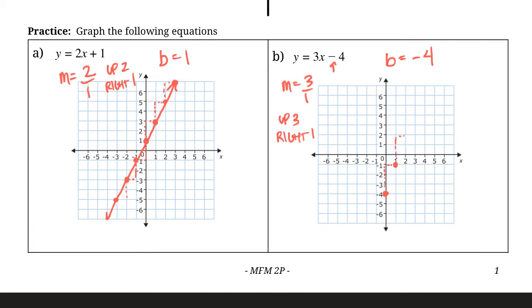Up 3, right 1. Up 3, right 1. There we go. And I can actually go the other way, down 3, left 1. And I end up there. And you see that forms a nice straight line. If you're doing this and it's not creating a straight line, make sure you double check your work, because all of these are equations of lines, so it should work properly.